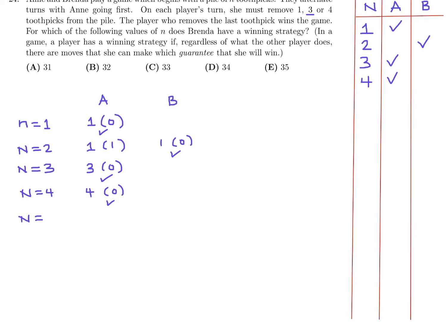N equals 5. Who wins when N equals 5? Well, we just have to think about this. What Anne can do is remove 3. That's the strategy. Why? Because if she removes 3, there's 2 left. When there's only 2 left, Brenda has only one choice, which is to remove 1. Then there'll be 1 left, and it'll be Anne's turn again. Since there's only 1 left, she removes it, there's 0 left, and she wins. So N equals 5, Anne wins again.